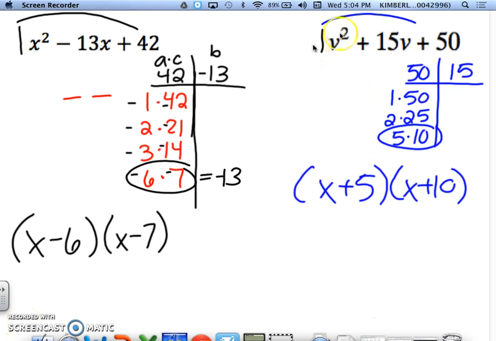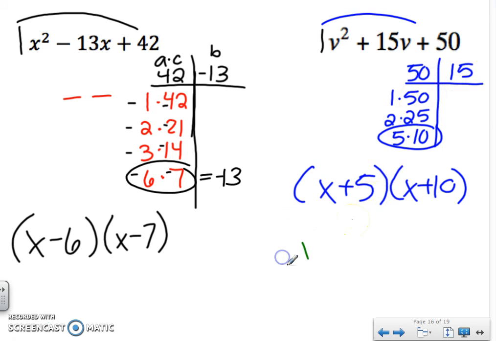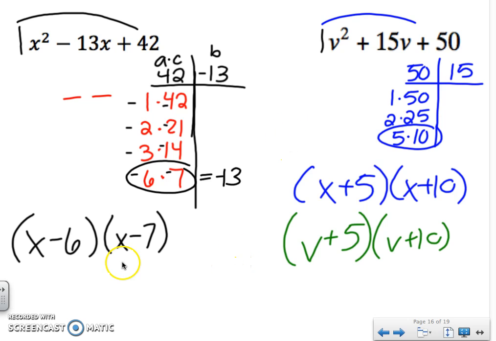Alright, so you should have multiplied 1 times 50 and got 50 in your T-chart, and then 15 will go over here. I stopped when I got to 5 times 10 was 50 because I knew 5 plus 10 was also 15. So again, I made a little mistake. These should be b's instead of x's. So b plus 5 and then b plus 10. So again, since those are our shortcuts, I can just write them in my parentheses, okay?